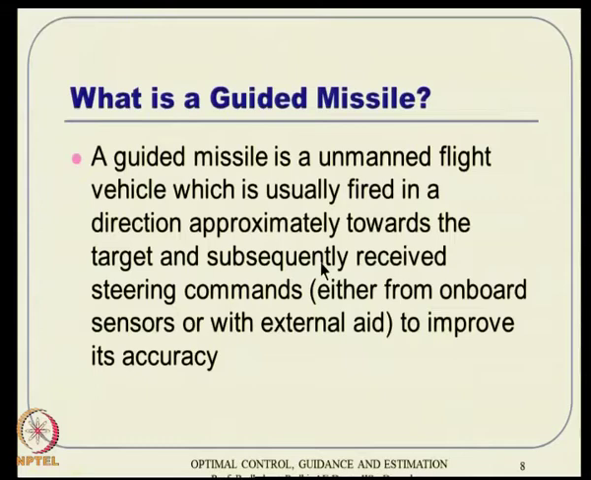So, what is a guided missile? In a formal definition sense, somebody can write it this way. A guided missile is an unmanned flight vehicle which is usually fired approximately towards the target. Of course, you will not fire in the reverse direction. It has to be fired approximately towards the target and subsequently receive steering commands to improve its accuracy. And the steering commands can either come from onboard sensors or with external aid also. So, that's what the guidance of missile concept is.